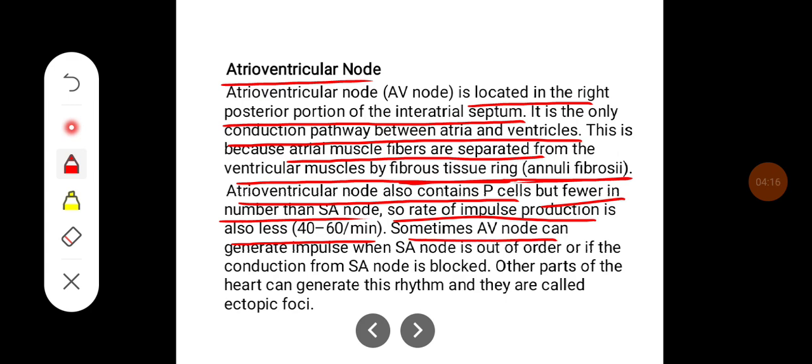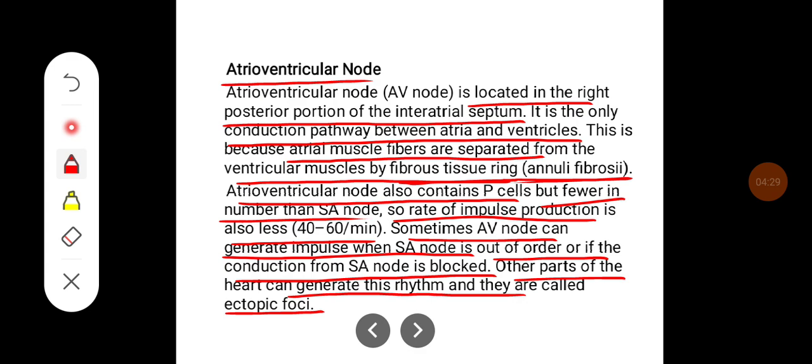Sometimes the AV node can generate impulses when the SA node is out of order or if the conduction of the SA node is blocked. Other parts of the heart can generate this rhythm and they are called ectopic foci.